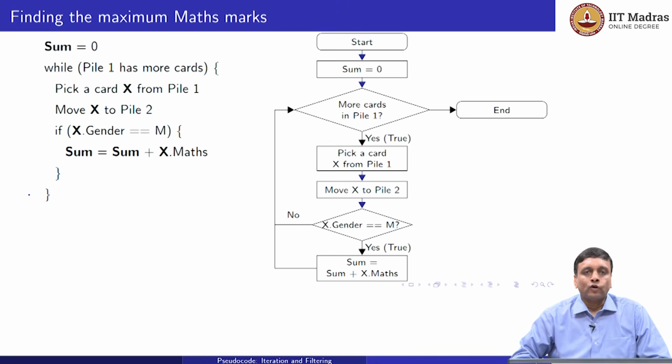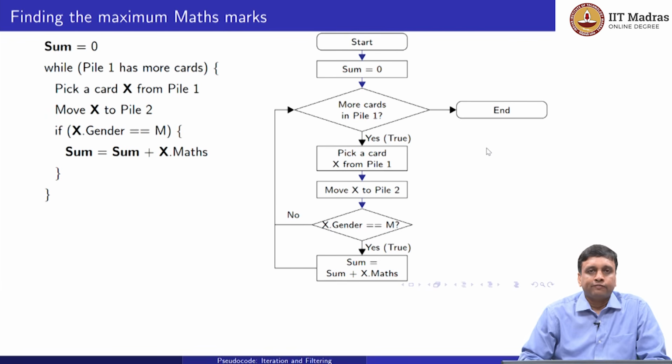So let's look at two more examples that we did in the flowchart world. One of them was to find not the sum of the marks, but the maximum maths marks. So this is the flowchart for the sum of the marks, the one that we saw a little while back, not the boys' sum. So there is no filtering in this at the moment. So for our final example, we will move from taking the sum to finding the maximum.